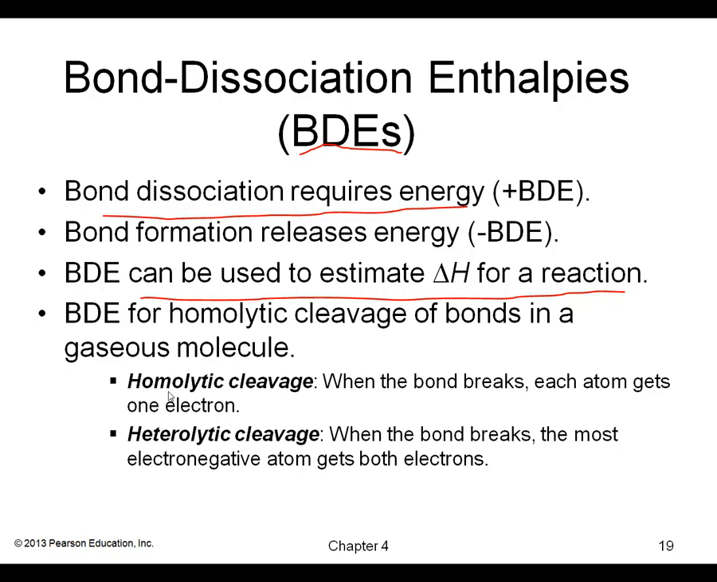A homolytic cleavage: when the bond breaks, each atom gets one electron. And a heterolytic cleavage: when the bond breaks, the most electronegative atom gets both electrons, and so it would get a negative charge, and the other atom would get a positive charge. So heterolytic cleavage always involves ions. Homolytic cleavage always involves what? Radicals.